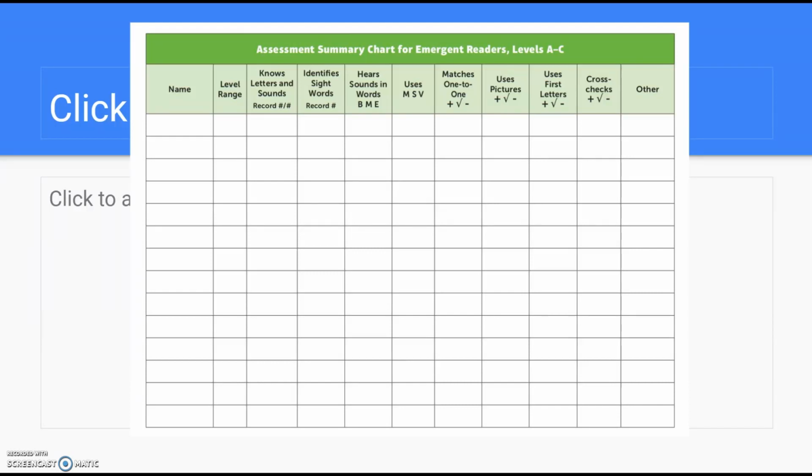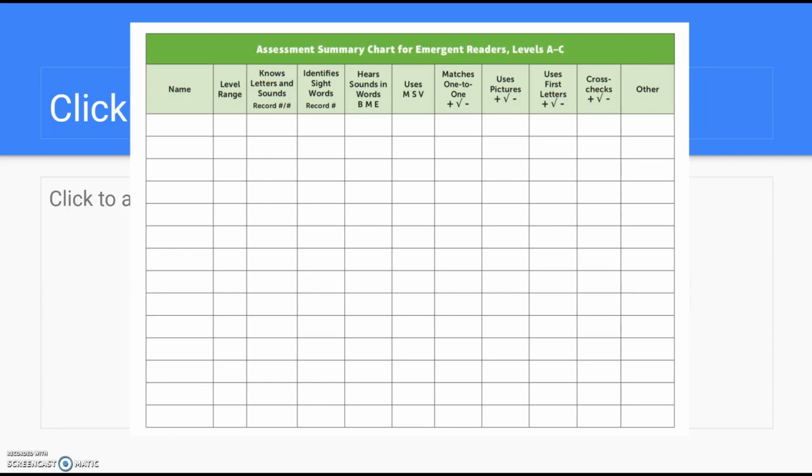Column 5, you're going to put the hear sounds in words. You'll use the dictated sentence to analyze how the student hears and records sounds in words. You'll put a B if the student hears and records initial consonant sounds, an M if the student records medial vowels, and an E if the student hears final consonant sounds.